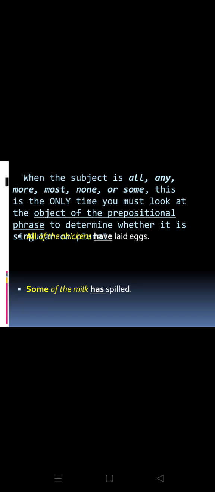When the subject is all, any, more, most, none, or some, this is the only time you must look at the object of the prepositional phrase to determine whether it is singular or plural. Like, all of the chickens have laid eggs. Some of the milk has spilled.